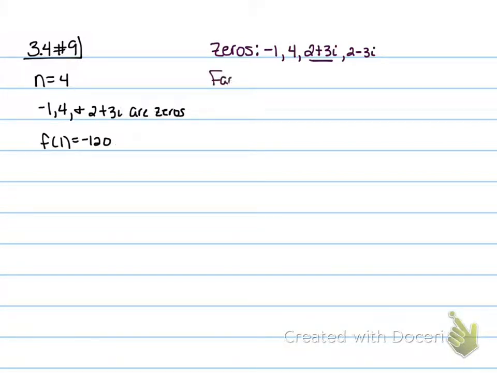And again, I'm going to list out my factors. Well, the -1 gives me a factor of x plus 1. The 4 is going to give me a factor of x minus 4. Now, when you go to plug these in, both of these are positive 2. So one of the factors is going to be x minus the 2 plus 3i. And the 2 minus 3i is going to give me a factor of x, again, that 2 is positive, so it's going to be minus, and then I just put the 2 minus 3i there.